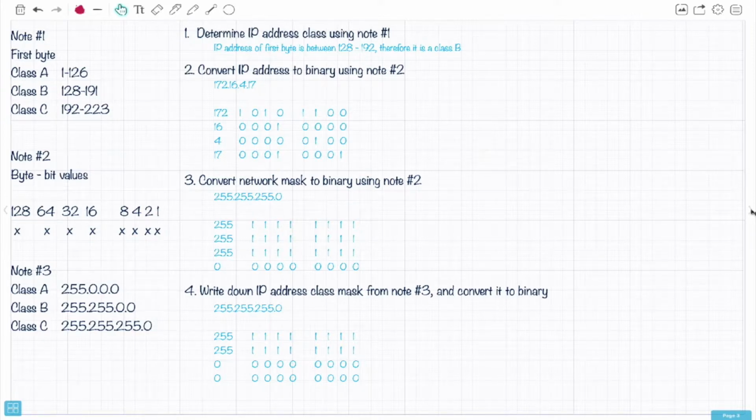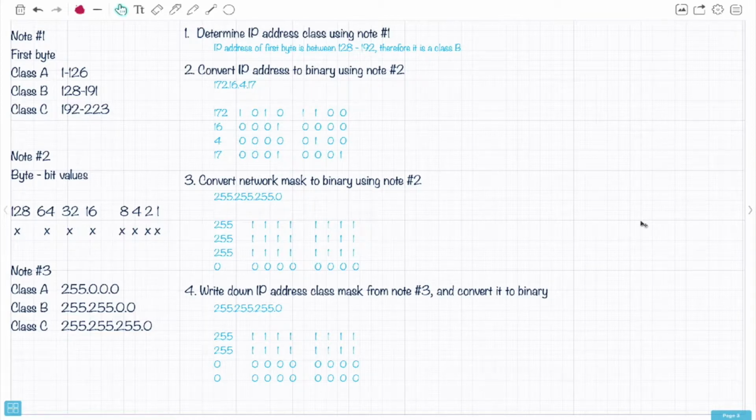Step number 3, convert the network mask to binary using note number 2, 255.255.255.0. As you can see, we've done that there, done that here. Now write down the IP address class mask that you've gotten from note number 3 and convert it to binary. Well, a class B is 255.255.0.0, so convert those bytes into binary.